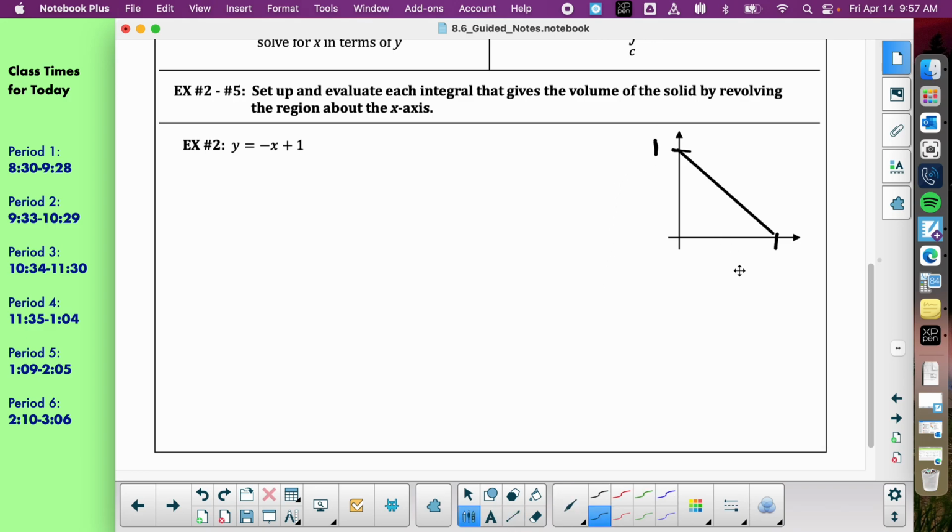Okay, so this goes from 1 to 1. I mean, it's a very small one. And it says revolved around the x-axis. So that is being rotated this way. You can put that revolve symbol wherever you want. It doesn't really matter. All that matters is we're going to draw the radius.